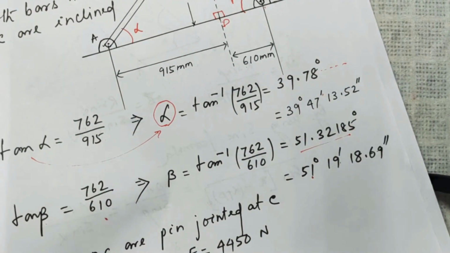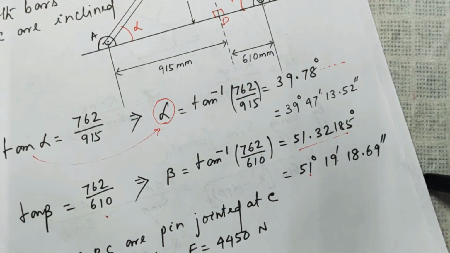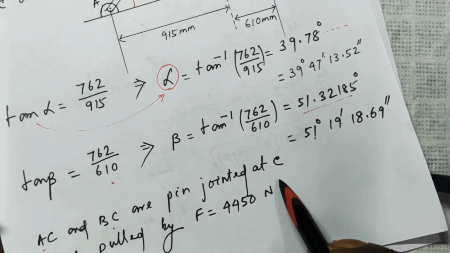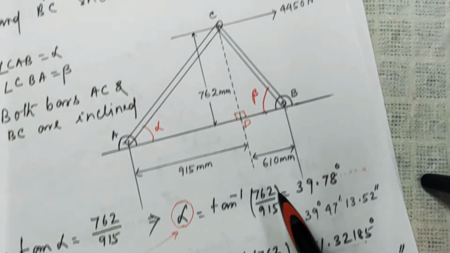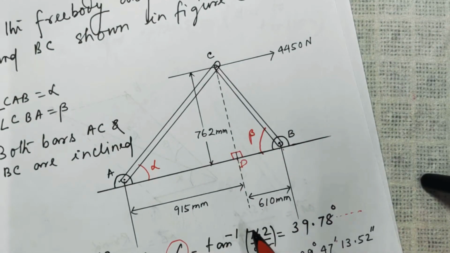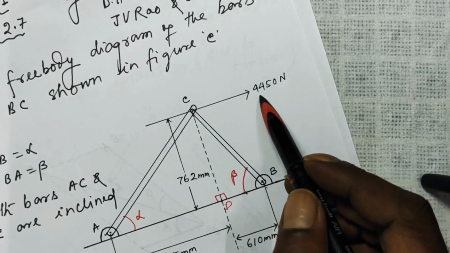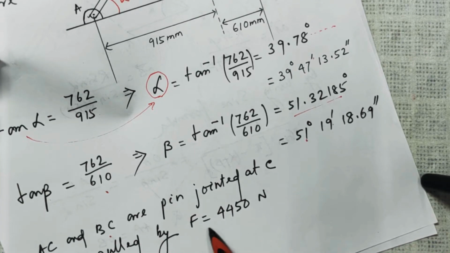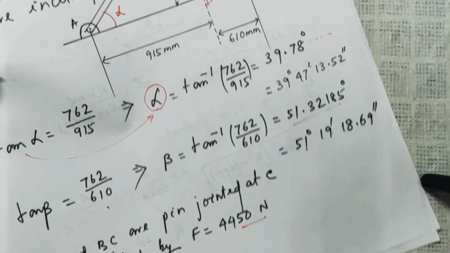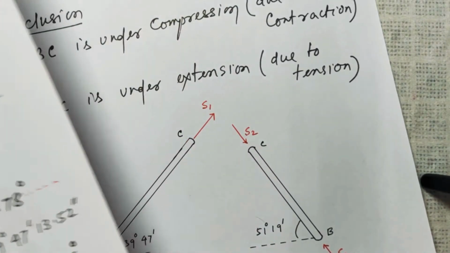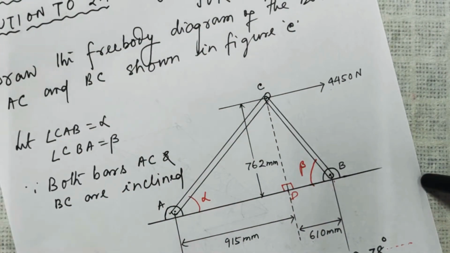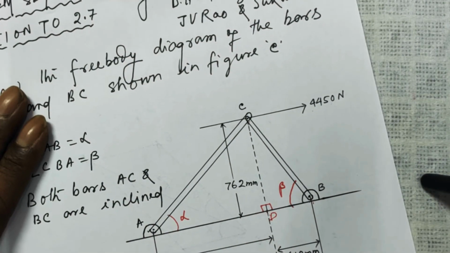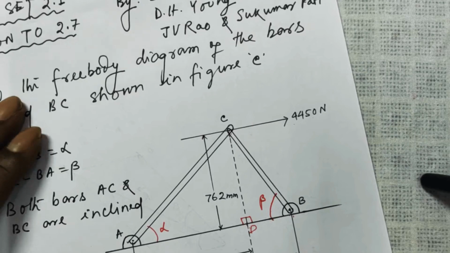Now it is interesting. The bar AC and BC are pin jointed at C and are pulled horizontally by a force of 4450 Newton, right? So what will happen to these two bars? That is to be explained.